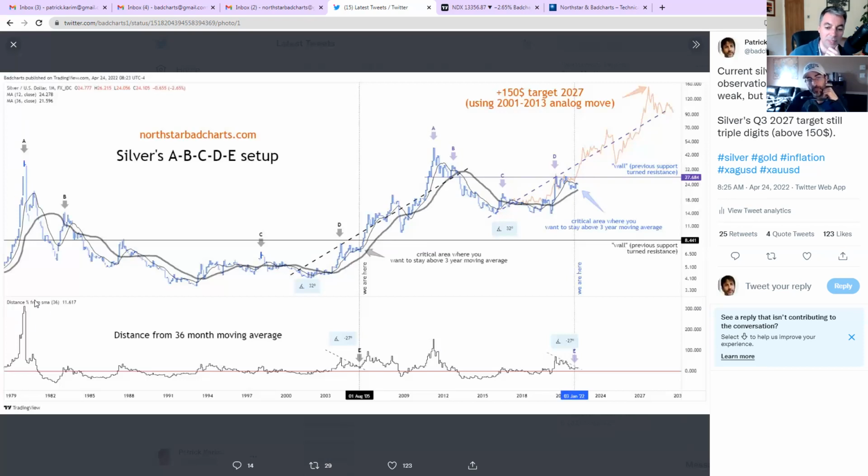Like the distance from SMA there: when we broke down in 2011, 2012, it had been at a very high point and it was descending steeply towards zero. Well, now it's been below zero and it's clawing its way back above. It's doing the opposite of what happened when it broke down. Yeah, exactly, it's the opposite picture. Higher lows on that distance from moving average. That's what you want because it pulls the moving average up.